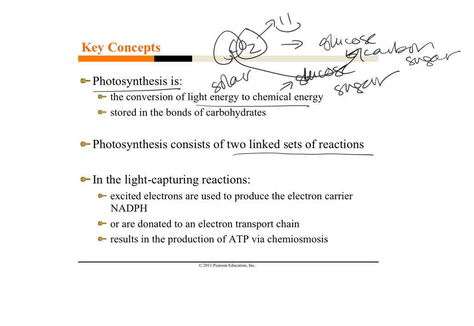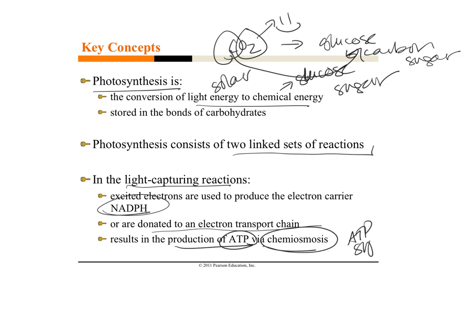Two linked sets of reactions: the ones that capture light, and the ones that don't need it. Electron carrier donated to the electron transport chain. Yes, another electron transport chain. Don't confuse it with the electron transport chain of cellular respiration. Again, we're making ATP: chemiosmosis, ATP synthase, oxidative phosphorylation.